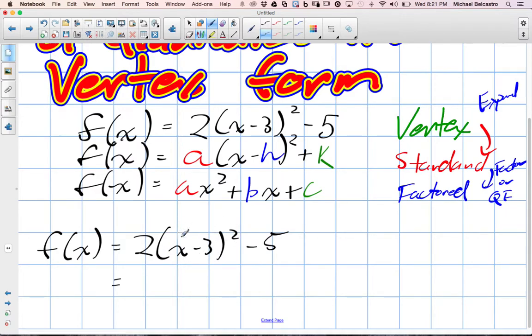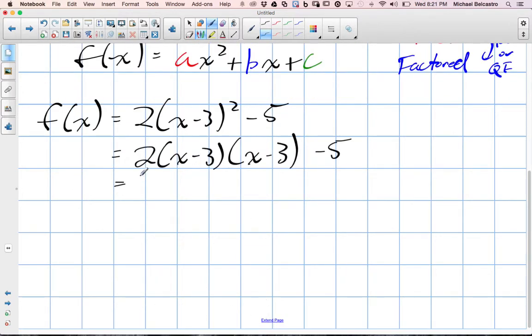When we have a base squared, it's essentially the base times itself. So (x - 3)(x - 3) - 5. We then use FOIL. So x times x is x squared. x times negative 3 is negative 3x. Negative 3 times x is negative 3x. And negative 3 times negative 3 is positive 9. Okay, and then minus 5.